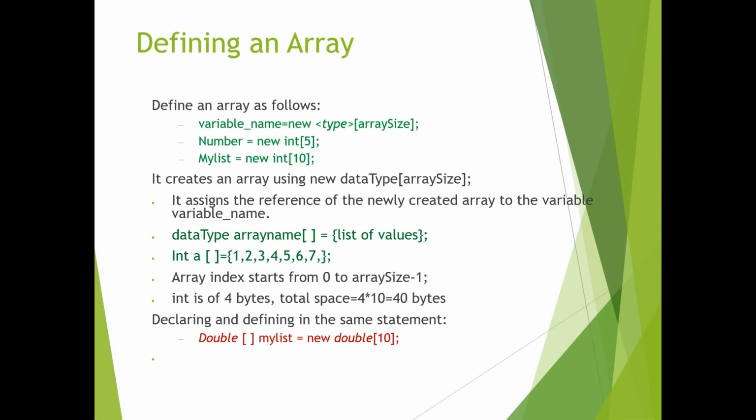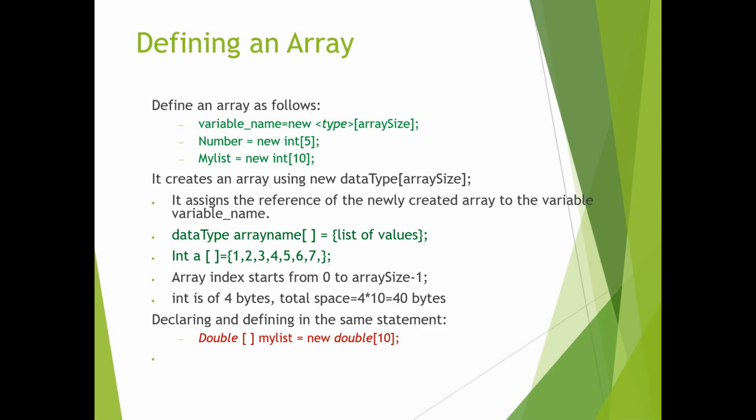So how to allocate the memory? By using the new operator. If you make use of the new operator, it is going to create an array. So new int[5] means it can hold 5 elements, and new int[10] means it can hold 10 elements. The name of the array in the first one is numbers, and in the second one the name of the array is myList. It creates an array using new, the data type, and the array size.